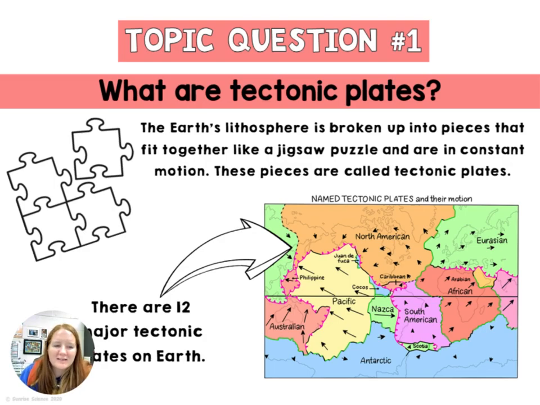So then what are tectonic plates? All right, tectonic plates. Don't forget to fill in your topic question over on the left-hand side. Your topic question is, what are tectonic plates? The Earth's lithosphere is broken up into pieces that fit together like a jigsaw puzzle and are in constant motion. These pieces are called tectonic plates. There are 12 total tectonic plates, and those are the major ones. There are all the little ones that have broken off, but the major ones are going to be those 12.